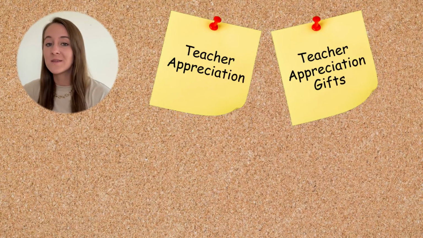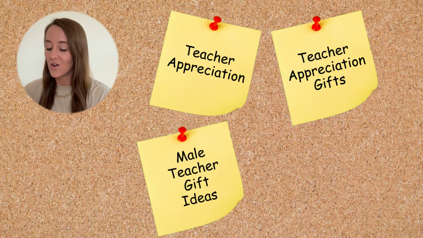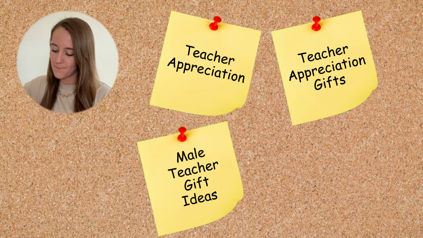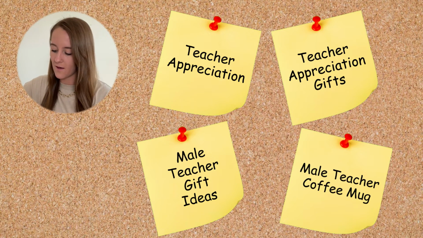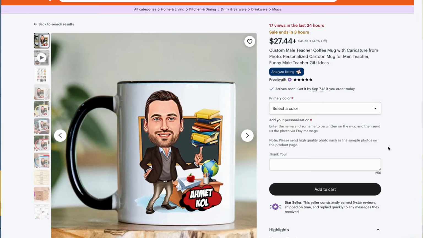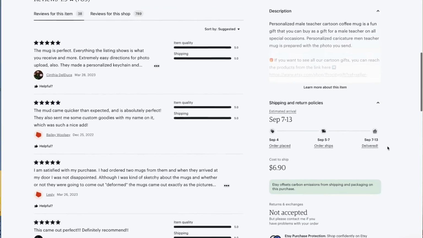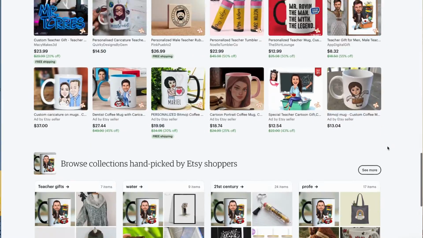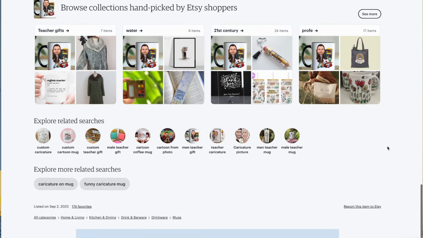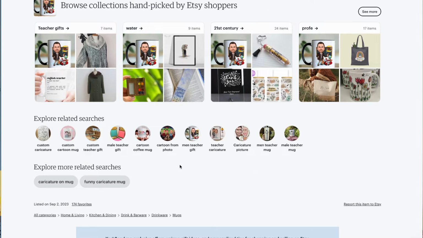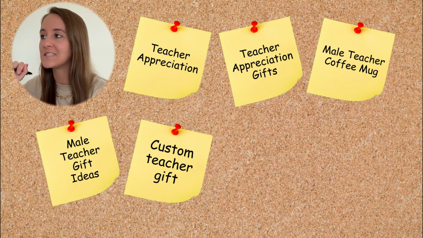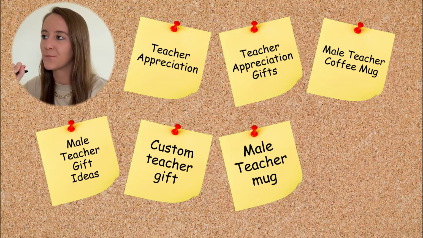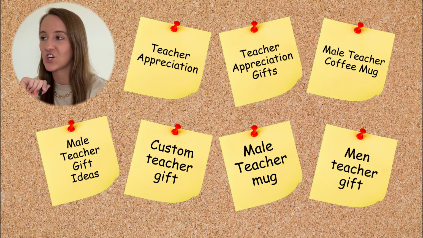In part 3 of this series, we will be conducting our design research and create a design for this SEO that we are creating now. From this listing, I am going to write down male teacher gift ideas and male teacher coffee mug. What I also like to do within a listing is scroll down to the bottom and view the explore related searches section. This will provide me more insight as to what customers are searching related to this product type. Again, I'm going to write down what I feel I could use and would be relevant to my end goal. I am going to write down custom teacher gift, male teacher mug, and men teacher gift.